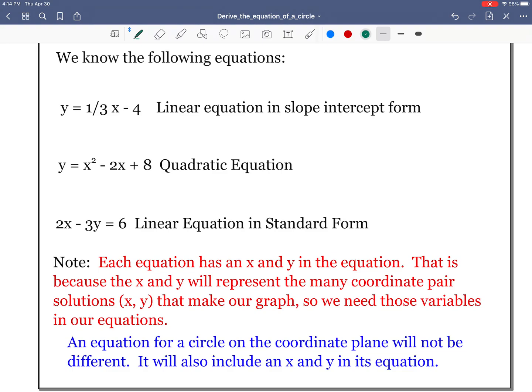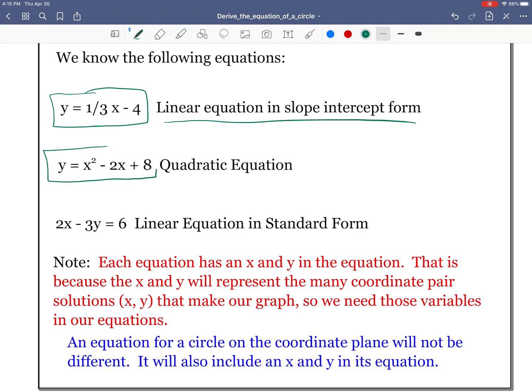As we know from our past, here we have y equals 1/3 x minus 4. That's an example of a linear equation in slope-intercept form. y equals x squared minus 2x plus 8 is a quadratic equation, and if I were to graph that, I would get a graph of a parabola. 2x minus 3y equals 6 is a linear equation, but it's in standard form. So we have lots of different equations that we've been dealing with.